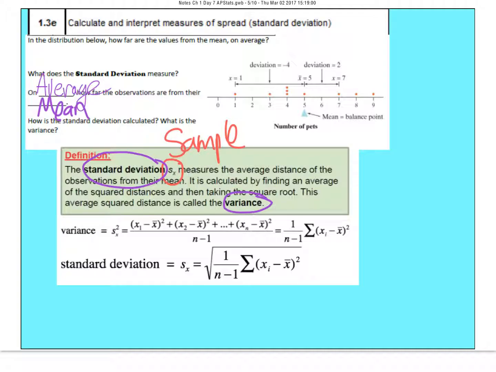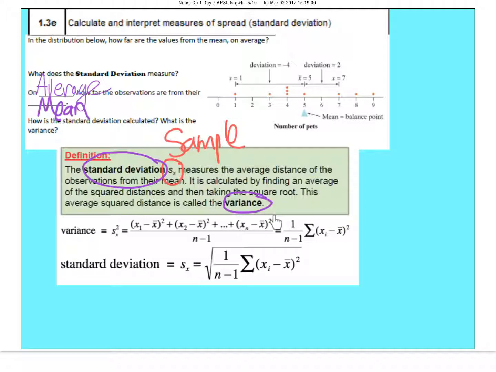So here's what variance is, because we need to do that before we do standard deviation. The symbol is Sx squared, so it's the standard deviation squared. What we do is take each piece of data, or how many pets I have, minus the mean, and square it. I do it again for the next piece of data, and square it. And we do it for all pieces of data.